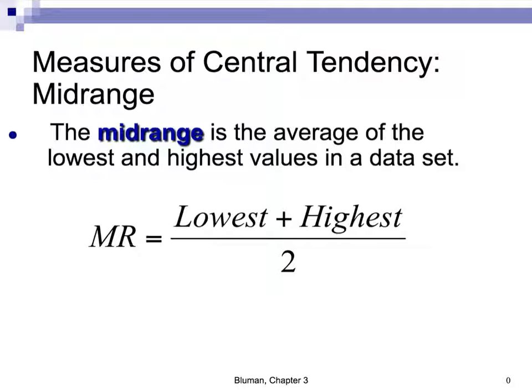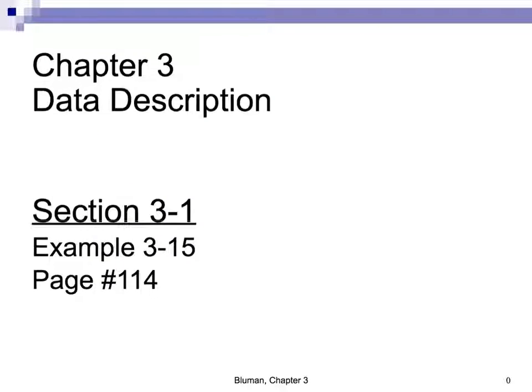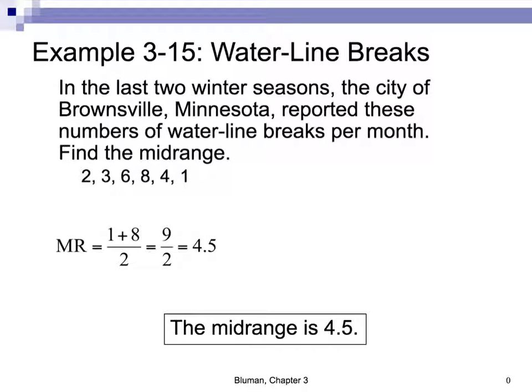When we go to find the mid-range, the mid-range means we are taking the lowest value and adding to it the highest value, and we are dividing by 2. It's really that simple. For example, if we want to find the mid-range of the following 6 numbers, again, we're going to take our smallest number, add to it our largest number. Of course, that is 9 divided by 2. Our answer is 4.5.